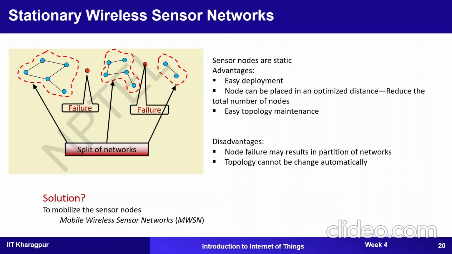So basically different stars are formed by the UAVs, and out of these stars, a particular node is further connected to the ground station.